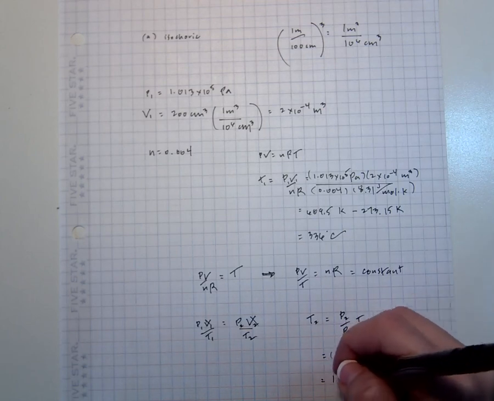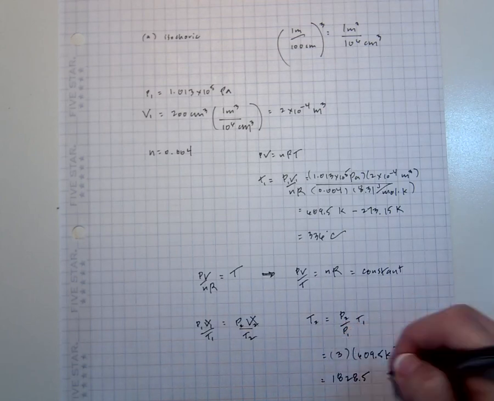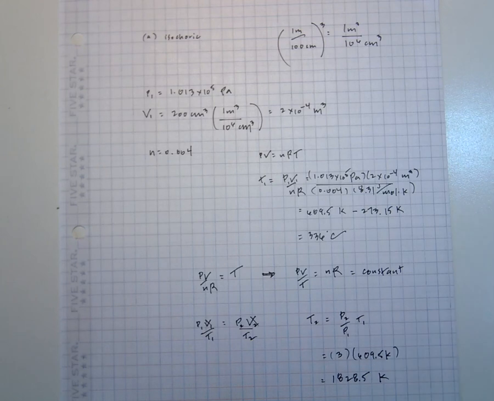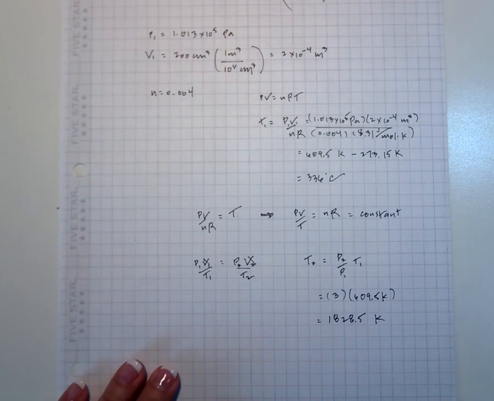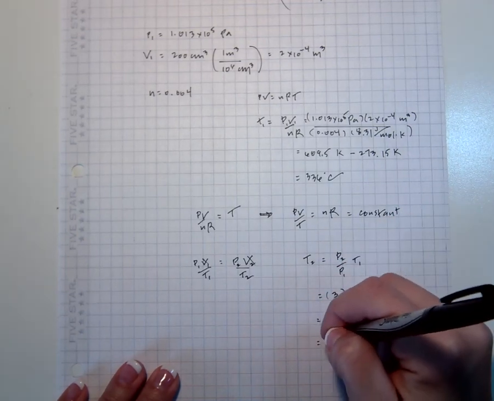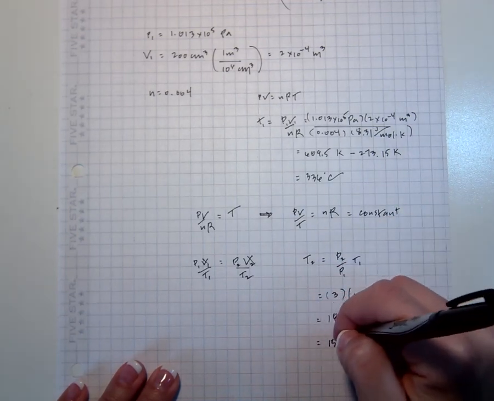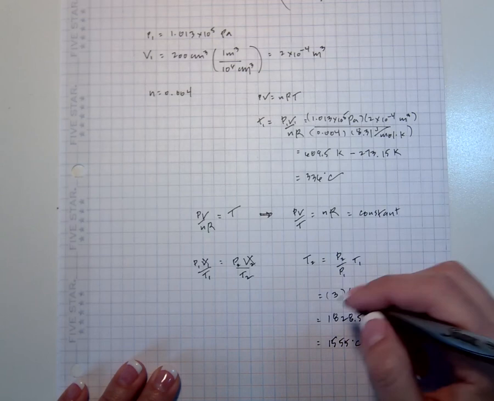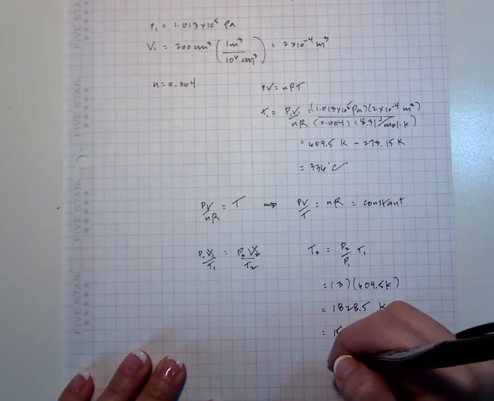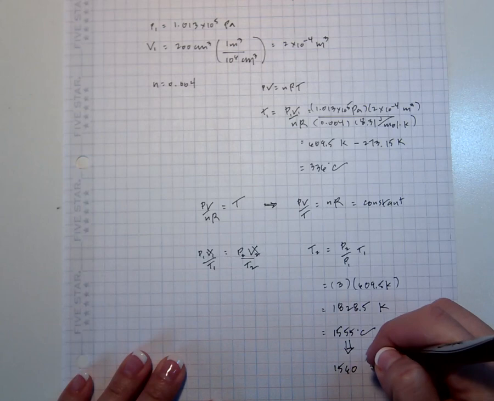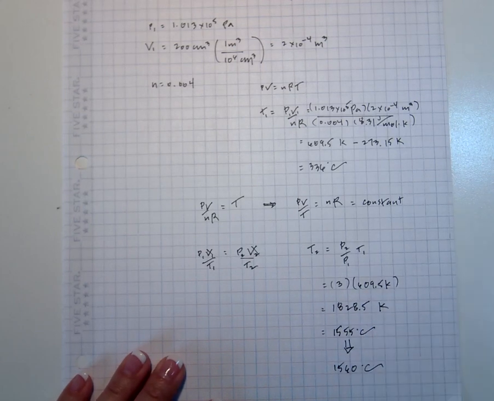You get 1,828.5 kelvins, and converting, you're going to get 1,555 degrees Celsius. Rounding that to 3 significant figures, you get 1,560 degrees Celsius.